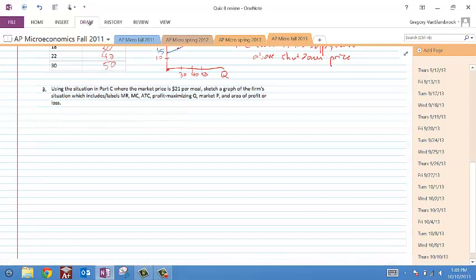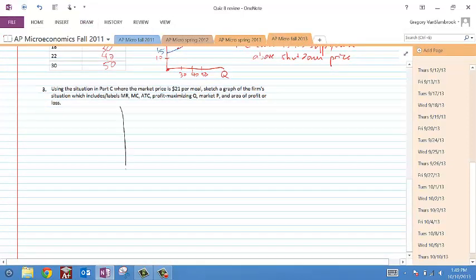Remember when I said to draw one of these perfectly competitive graphs, you're going to always start the same way. Our axes are quantity and price. Start with the horizontal marginal revenue curve wherever you want it. It's even better to go MR equals AR equals P to remind yourself of that.